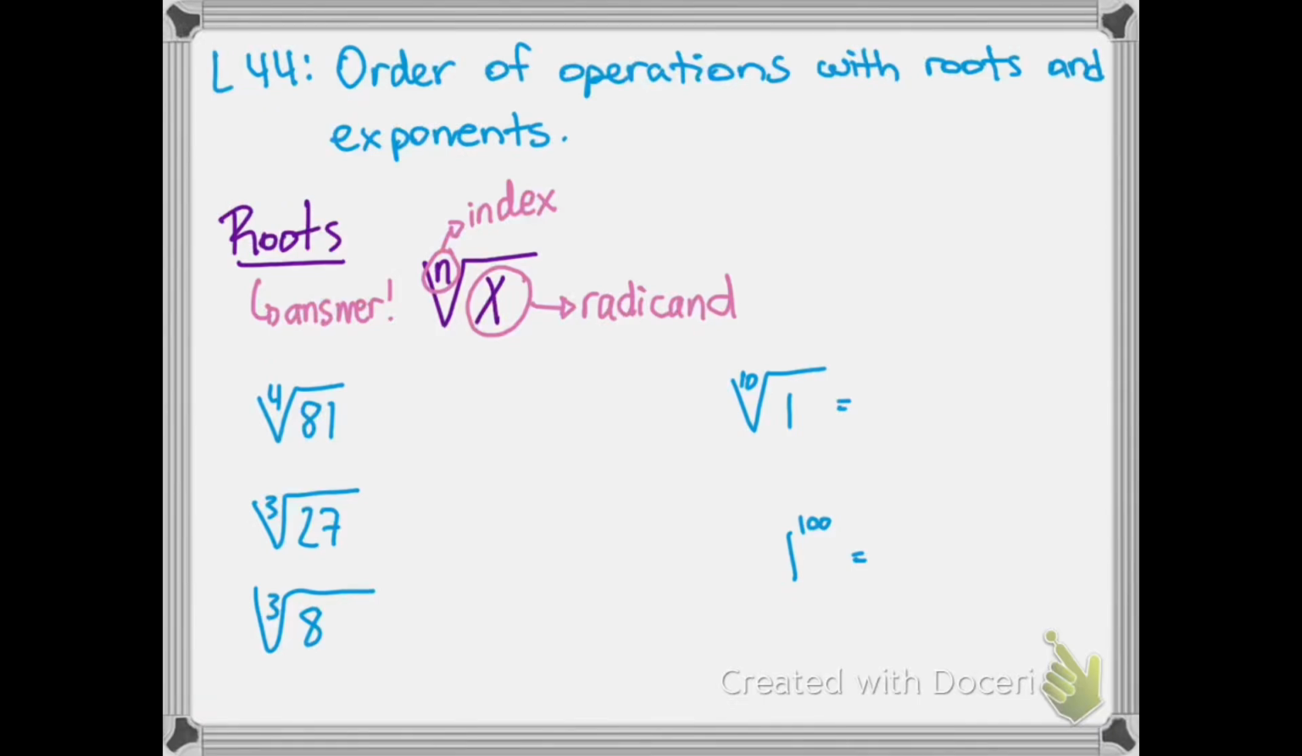Lesson 44, Order of Operations with Roots and Exponents. Now we have to remember what a root is. A root is when we have this symbol here that is like a little division sign but with an extra arm. We are going to have an index inside of the radical symbol, and then we also have a radicand, which is the number that is inside of the symbol. Now the root is what we call the answer.